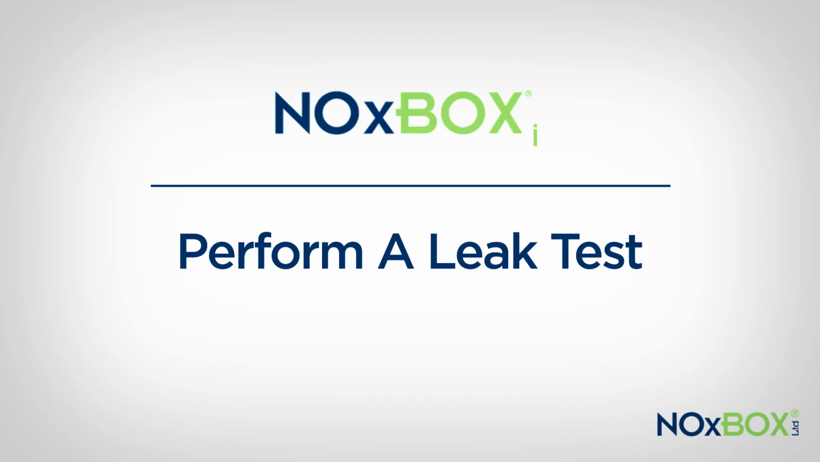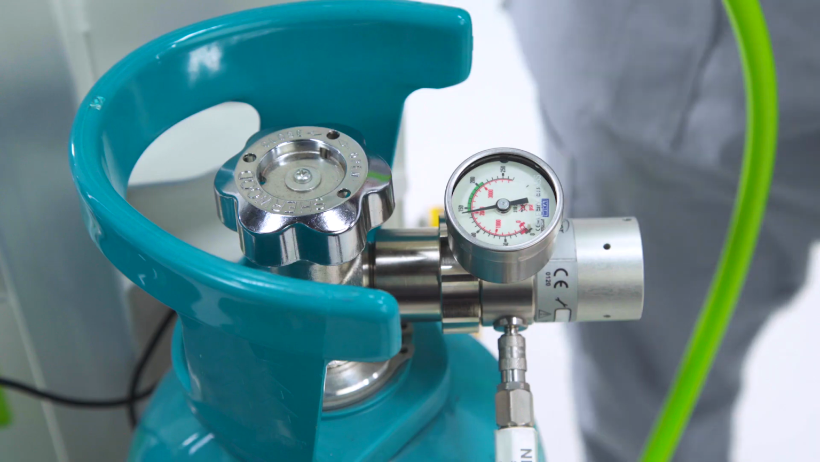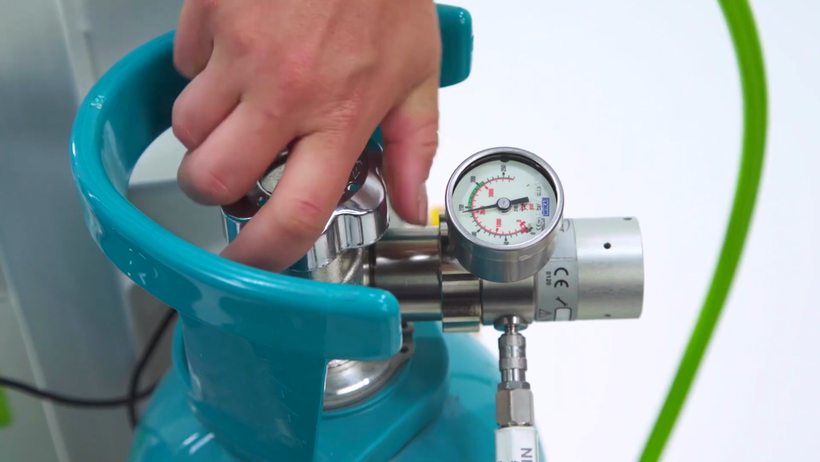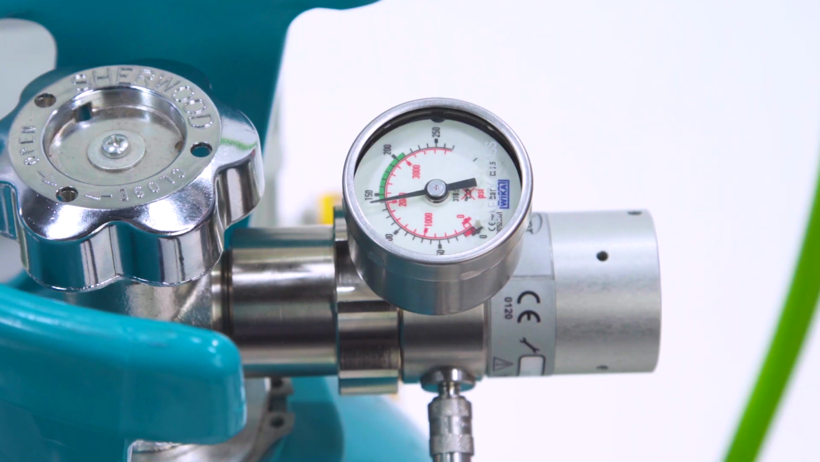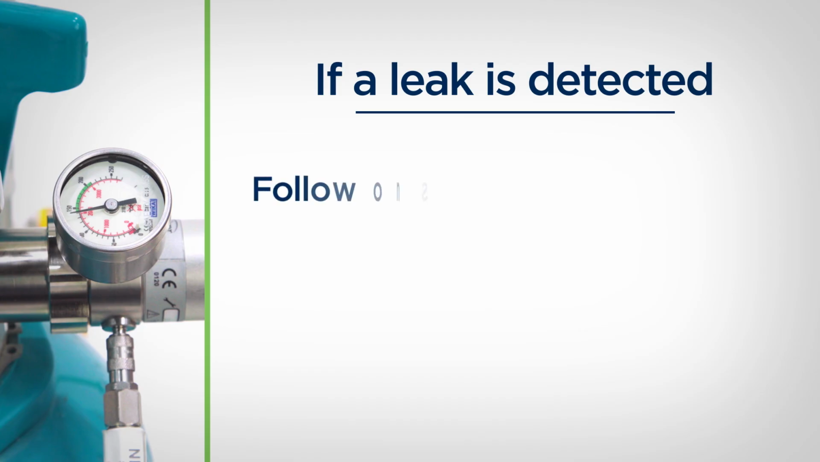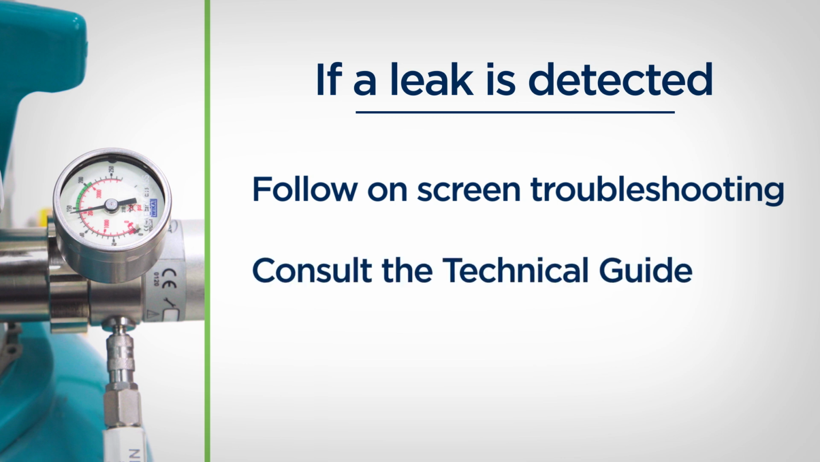Now conduct a brief leak test. First, check to make sure the device is in intelligent mode at the 12 o'clock position. Simply close the cylinder valve fully and observe the regulator gauge for 30 seconds. It should not move. If the needle shows a decrease in pressure, it could indicate a leak. Follow the basic on-screen troubleshooting steps or consult the technical guide to check for leaks, then retest the system.